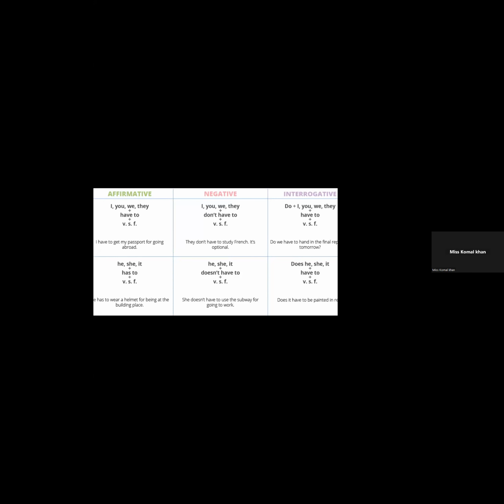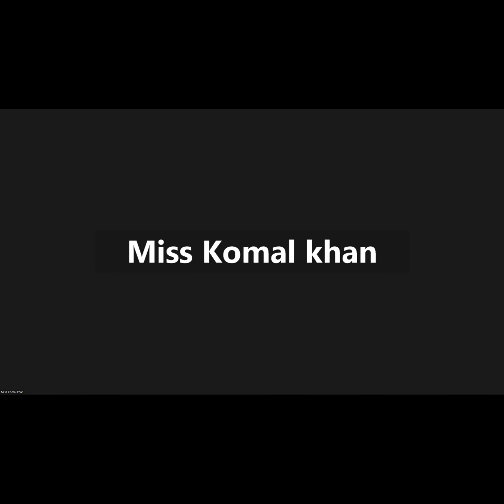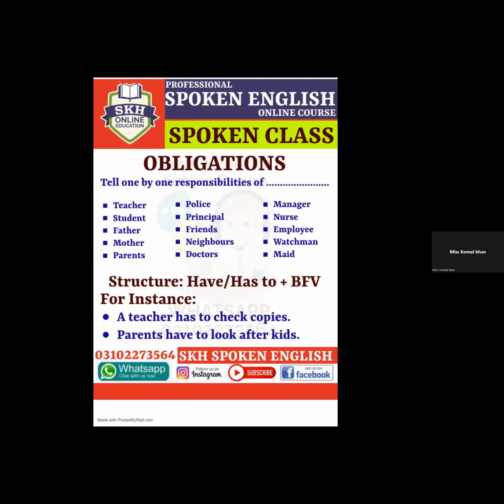Okay, I'm just going to share the activity for today. It's all about has to or have to. So you just have to tell the responsibilities of teacher, student, father, mother, parents, police, principal, neighbors, doctors, manager, nurse, employee, watchman, and maid. Just try to make the sentence by using has to.